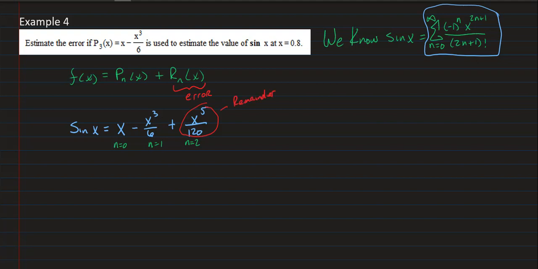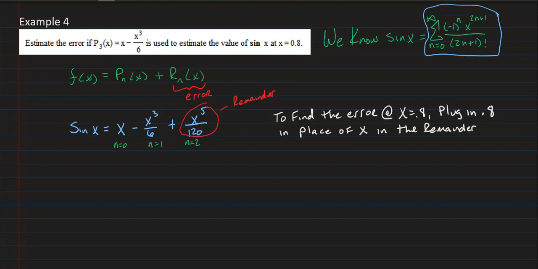So to find the error at x equals 0.8, all we're going to do is plug in 0.8 in place of x in the remainder. And when we do this, we're going to get 0.8 raised to the 5th divided by 120. And that's why God gave us calculators. If we go to our calculator, we're going to see that this is 0.002730667. That means that the absolute value of the error is going to be less than or equal to 0.002730667 if we have a third degree polynomial.